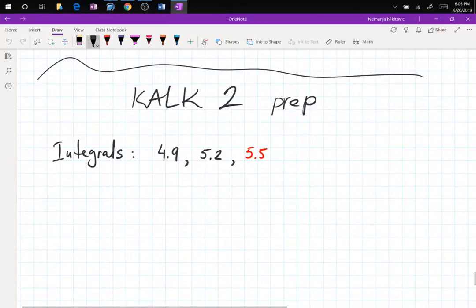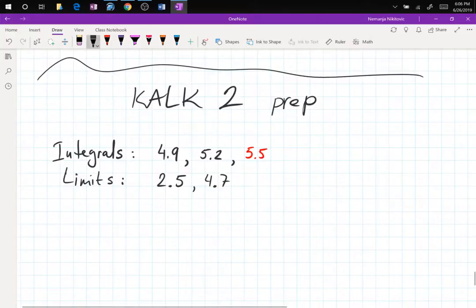And then for limits, which is the base of calculations for the second half of your calculus for sequences, series, and power series, you will need limits at infinity, and I believe that was 2.5. Okay. Limits at infinity, and then you will need L'Hopital's rule, which is 4.7.